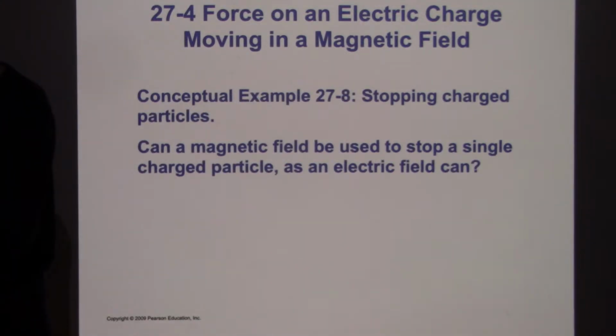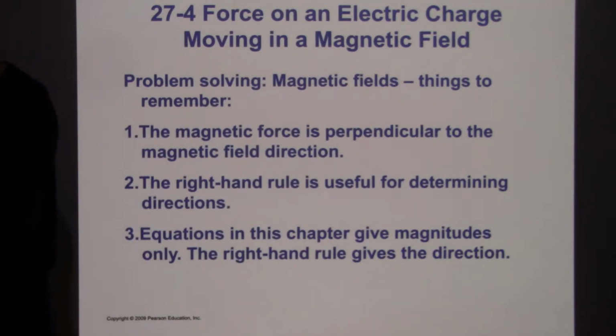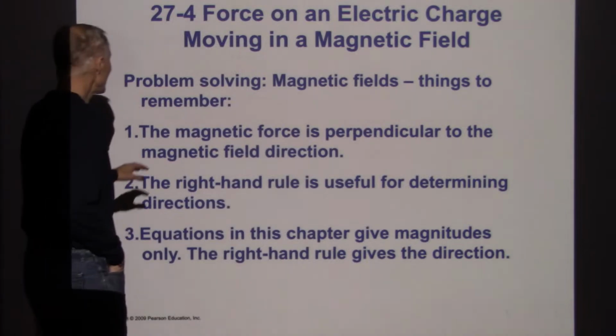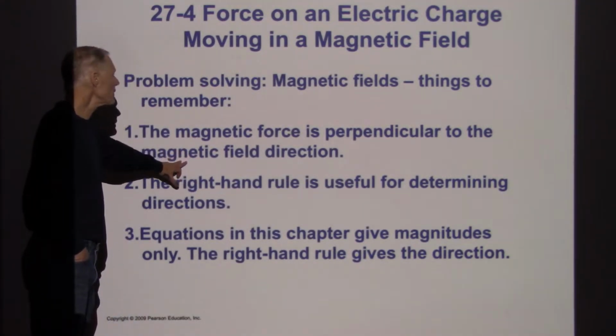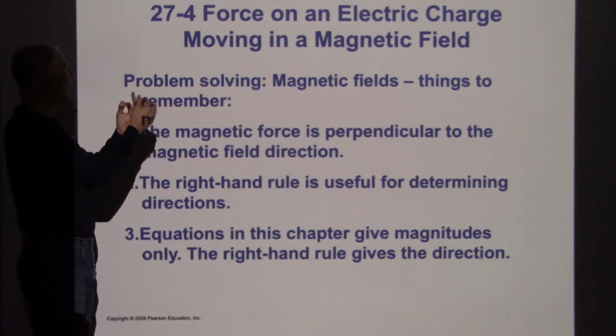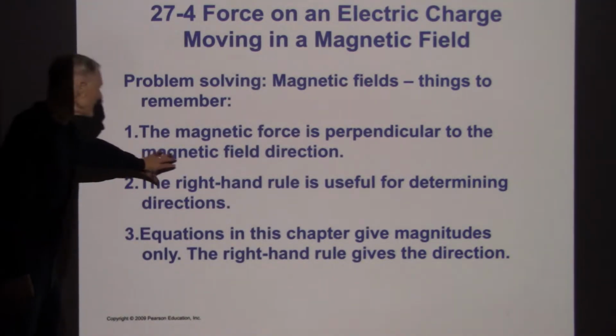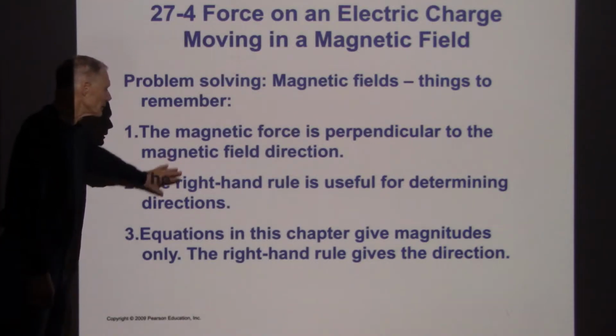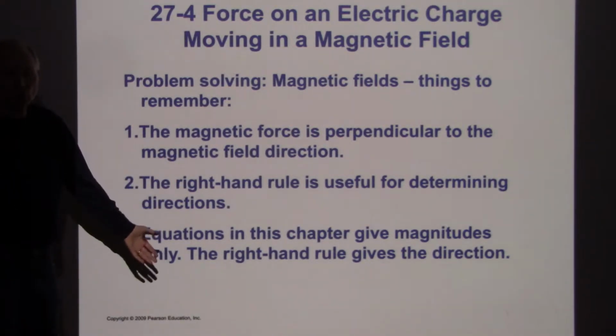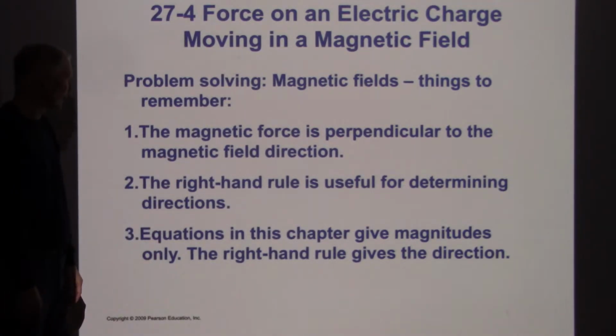So let's take a look here and see. It says, problem solving, magnetic fields, things to remember. The magnetic force is perpendicular to the velocity and perpendicular to the magnetic field directions. The right-hand rule is useful. I'm going to say it's essential. There's really no other way we're going to end up.